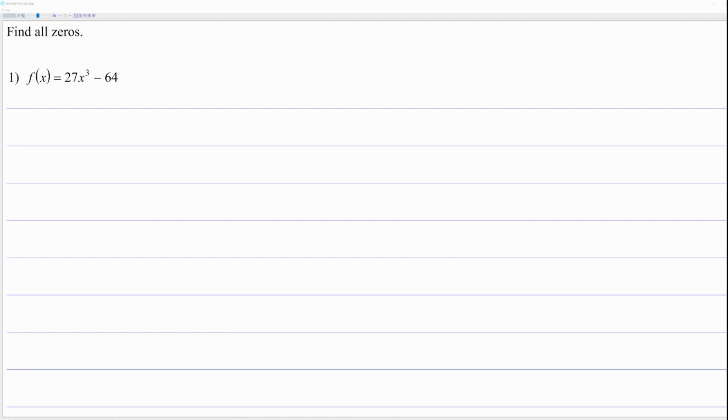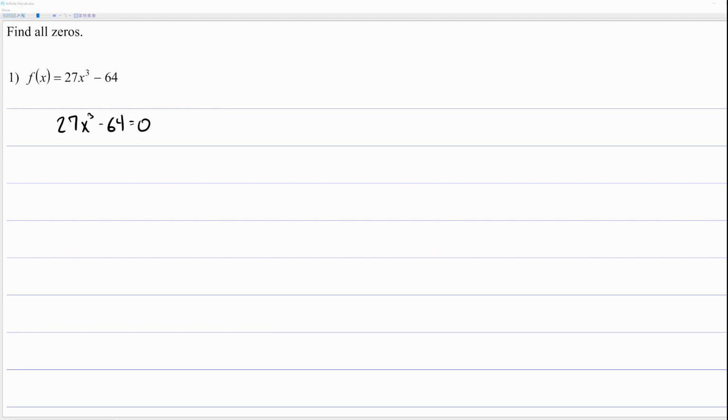Hi everybody. We're going to find the zeros of this polynomial function using a trick that you first learned in Algebra 2. So let's get started. What we're trying to do is solve the equation 27x cubed minus 64 equals 0. So we're finding the zeros of this polynomial.